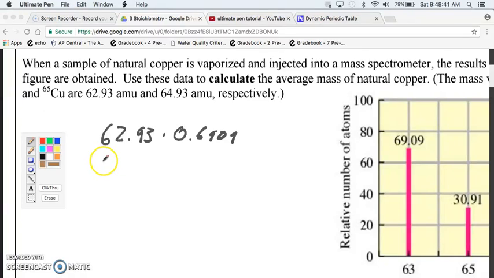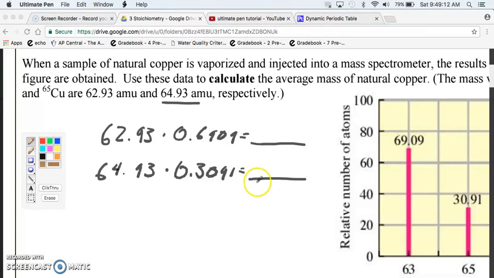Let's do copper 65 now. It has a mass of 64.93, times the percent abundance over there of 30.91, so times 0.3091, right? We're going to multiply these two together and get some number for each. We'll then add those two together, and what we get will be the average atomic mass for copper.